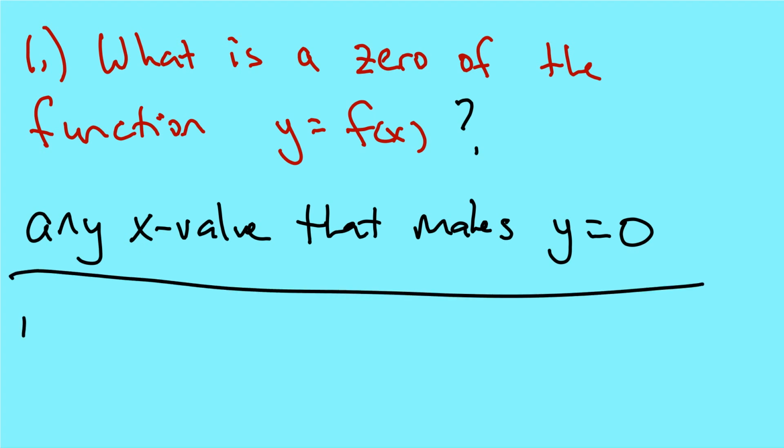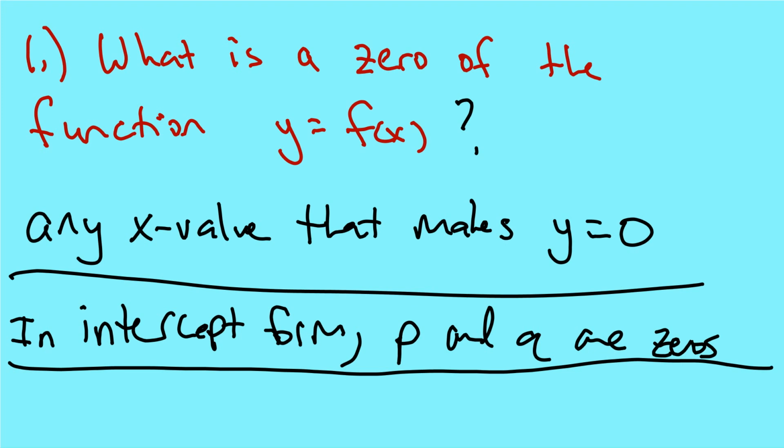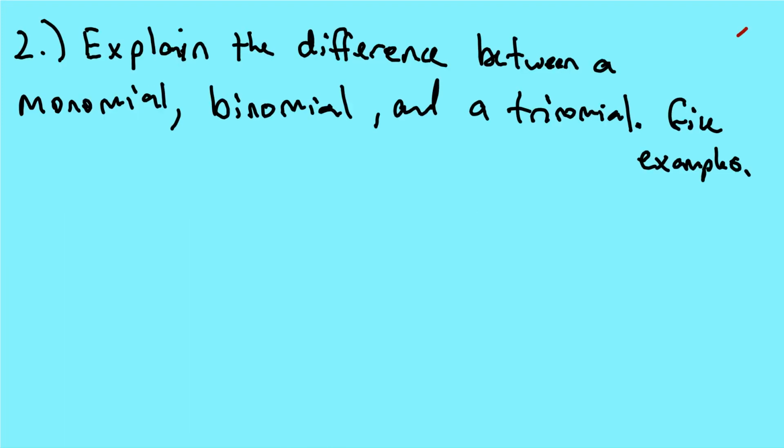You could also say in intercept form. And we like intercept form right now because that's what's going to be happening a lot. We're going to make intercept form show up. P and Q are zeros. Or you could say x-intercepts are also zeros. All those are true. Alright, so that's it for number 1.